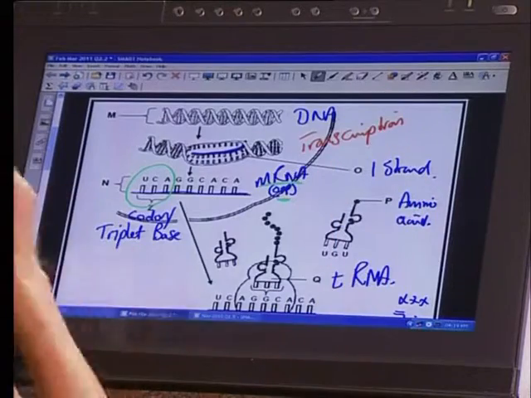We are transcribing. To scribe means to write. So when you transcribe, it means you are copying over. So that's when the messenger RNA codes on for the DNA. Then it's transcription. All right?